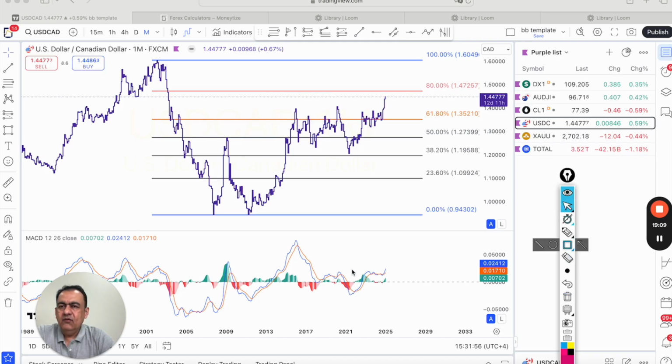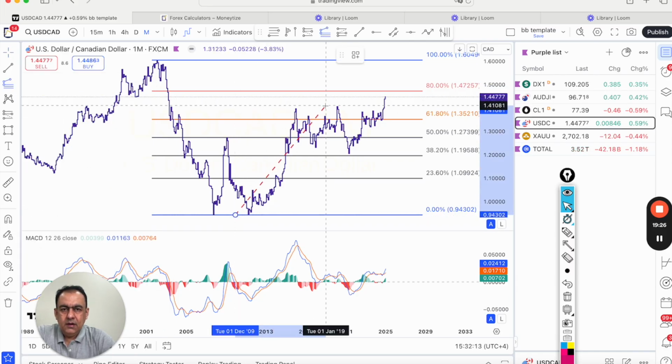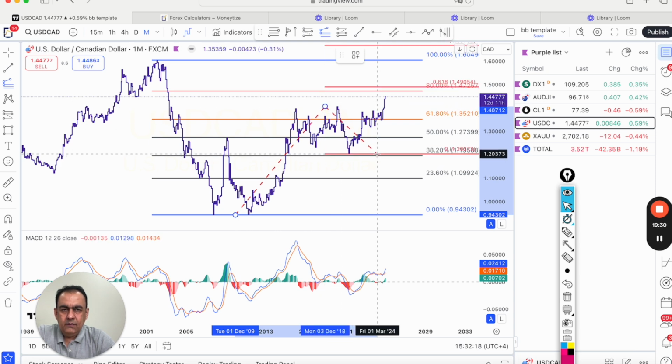But the environment on monthly time frame is clearly bullish. If you notice, MACD histogram and MACD lines, they are rising, and the buyers are in full control. I'm going to apply Fib extension in the bullish direction. I'll start from the lowest, I'll connect with the high and the next higher low.